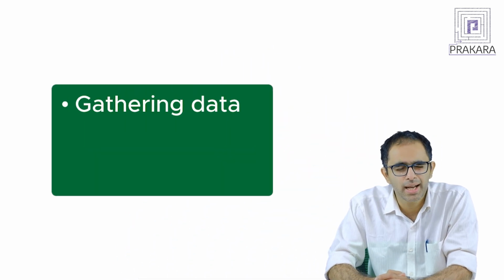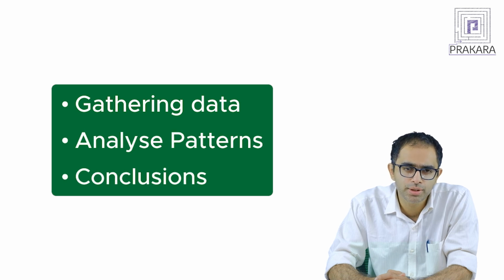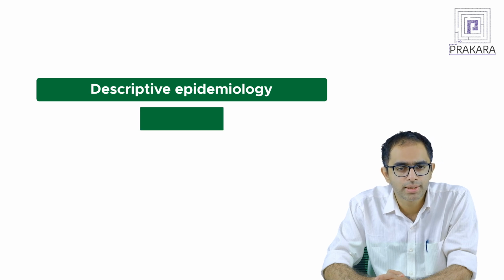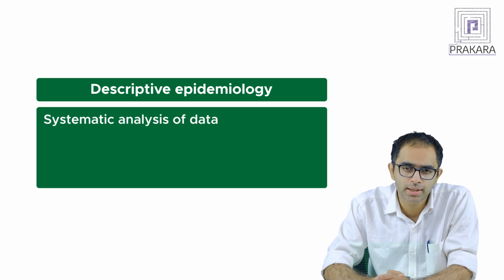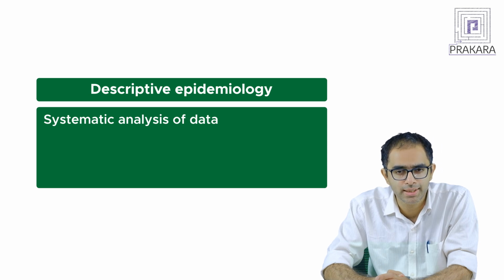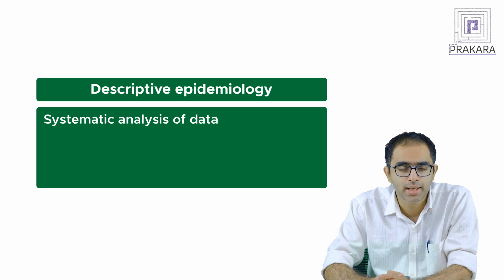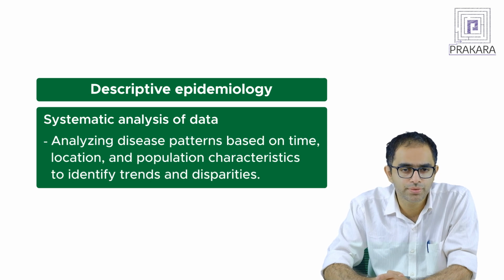Epidemiology employs a range of research methods to investigate the distribution and determinants of health related events within a population. These methods help gather data, analyze patterns, and draw conclusions to inform public health interventions. Descriptive epidemiology involves the systematic analysis of data to characterize the distribution of health related events such as diseases or injuries within a population. This includes examining patterns of disease occurrence by time, place, and person to identify trends and disparities.